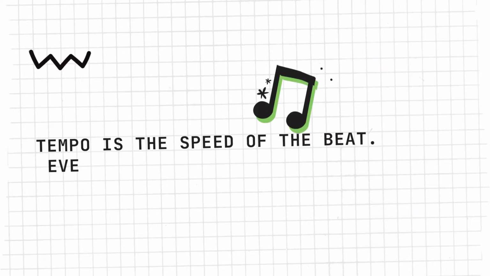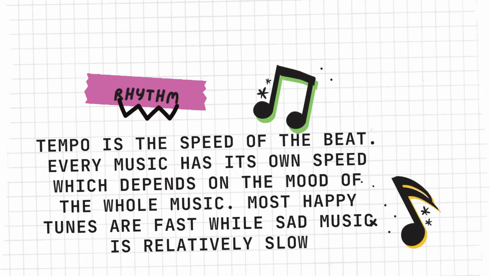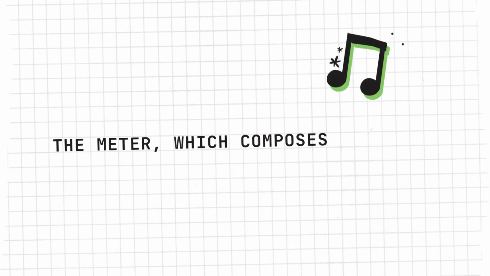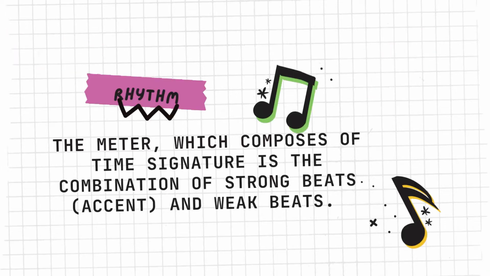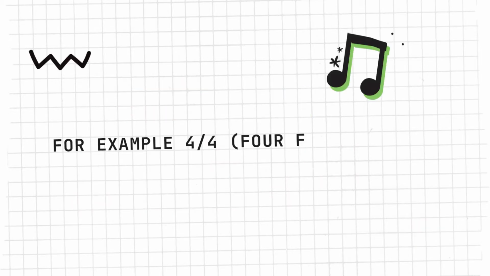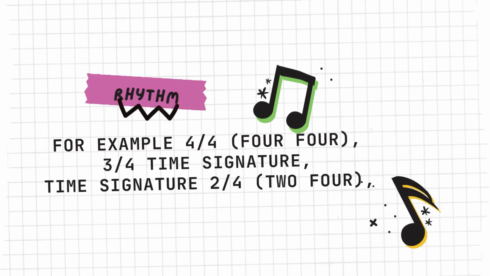Next component of rhythm is tempo. Tempo is the speed of the beat. Every music has its own speed which depends on the mood of the whole music. Most happy tunes are fast, while sad music is relatively slow. Last component of rhythm is meter, which composes the time signature, or the combination of strong beats or accent and weak beats. For example, 4/4 time signature, 3/4 time signature, and 2/4 time signature.